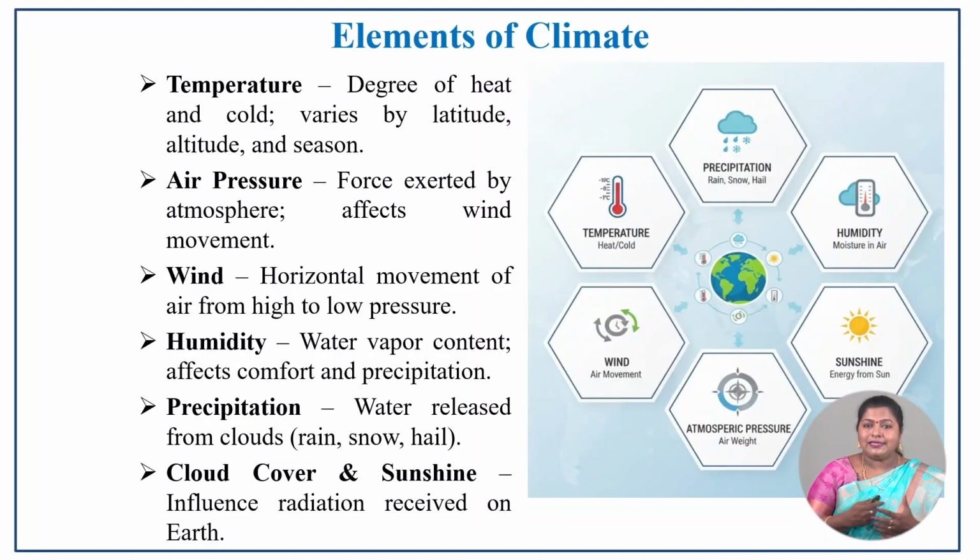Next important component is the cloud cover and sunshine. It influences the radiation received on the earth. How does it influence? The cloud cover. If it is a dense cloud cover, it will restrict the penetration of sunshine to the earth's surface. If it is a clear sky, the penetration of radiation will be smooth and the incoming radiation will be high at that particular point of time.